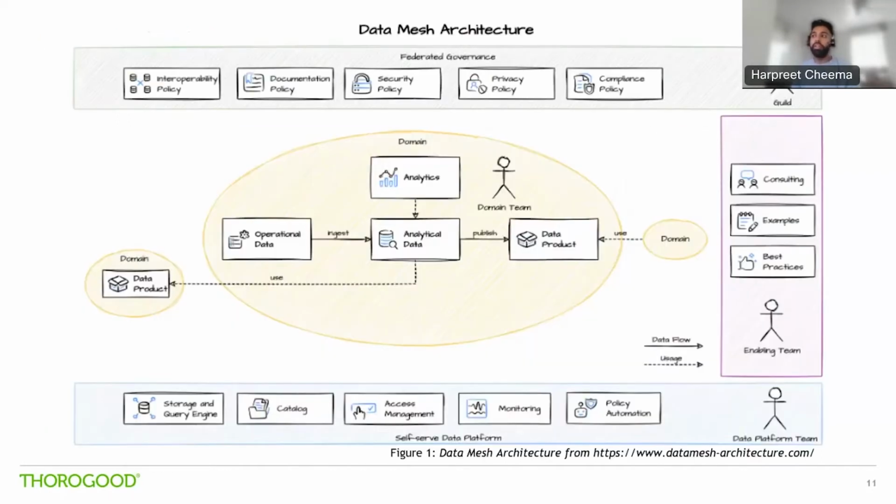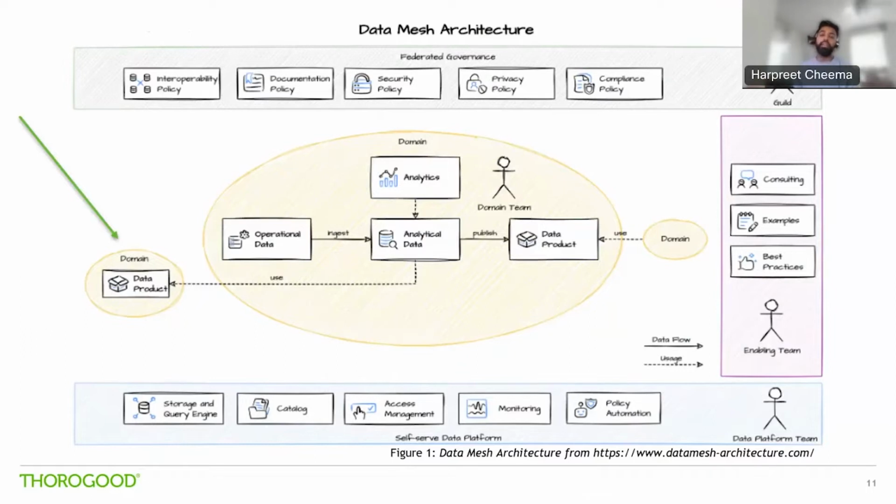So here we have a diagram which puts all four principles into one picture. And I'll just highlight the different principles and why they're important. So the first is, of course, the domain. So we have the data product, we have the domain team, and as you can see, this domain team is loading their operational data. So they're the ones that are ingesting it. They're doing their analytical analyses on the data, their different analytics. And then finally, when they're done, they're publishing their data as a product. So this allows other domains to use their data.